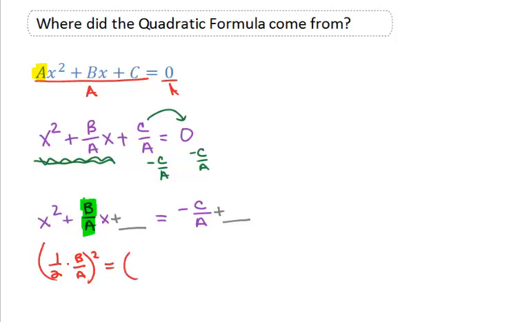Multiplying my fraction straight across, 1 times b gives me b, and 2 times a gives me 2a. Then when I square it, I get b squared on the top, and on the bottom I'm going to square all my pieces, so 2 squared gives me 4, and a squared gives me a squared. So that's what I fill in both of my blanks with.